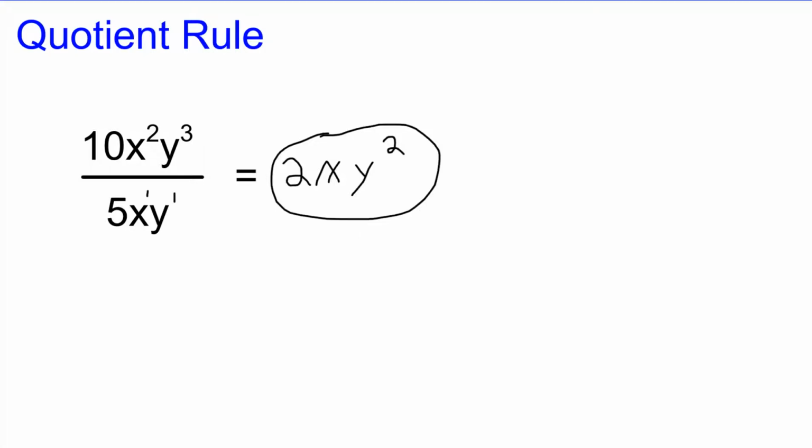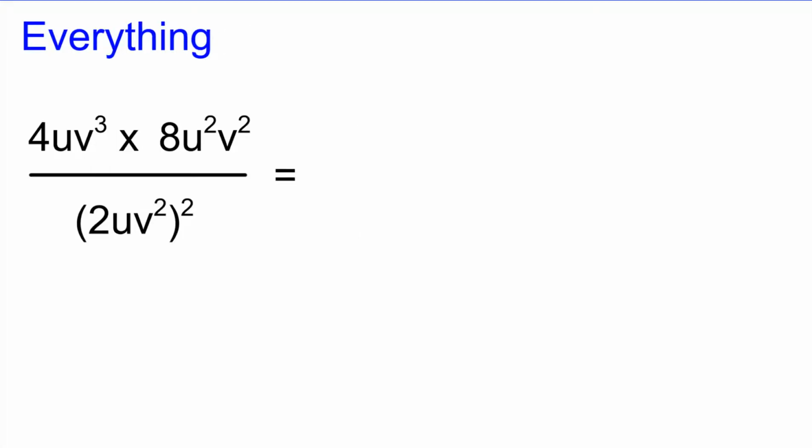Now I have one more. It's a little more complicated. It's combining everything at once. This is a very good quiz or test question for exponent laws. So the best thing to do with this one is be very organized. And we're going to do the numerator and the denominator one at a time, and then we're going to put it all together at the end. So let's start with our top here, the numerator.